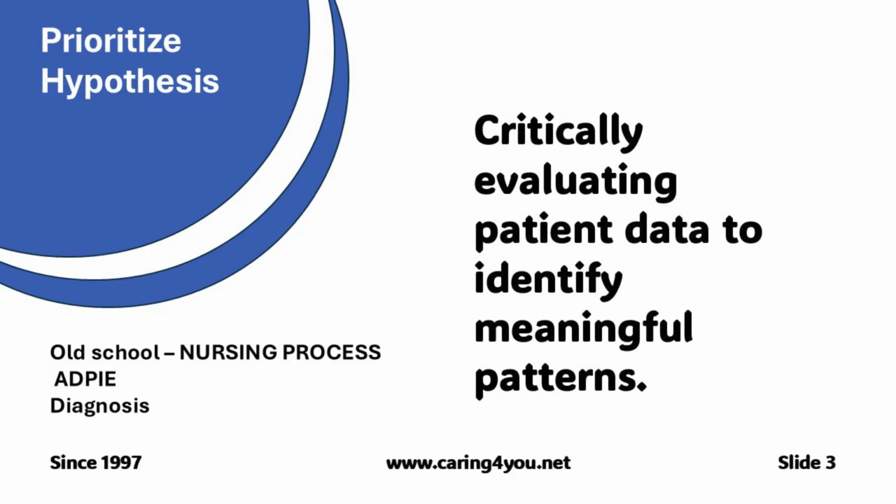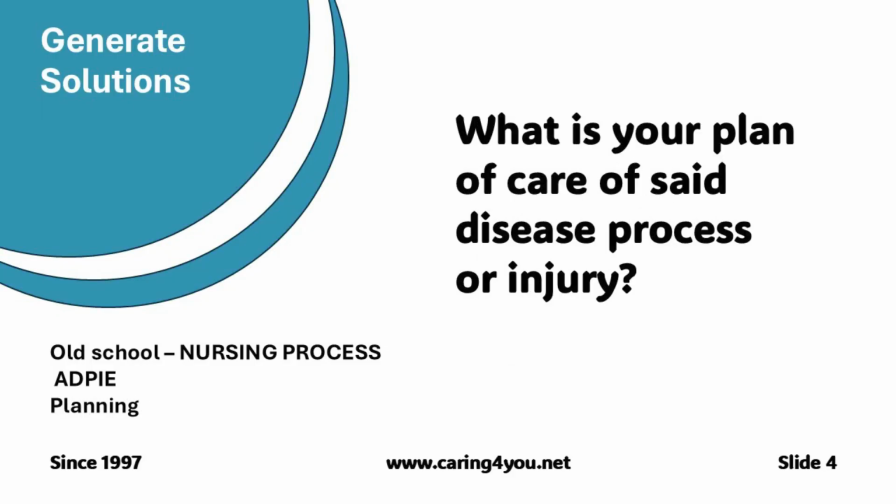This is a hypothesis. We prioritize the hypothesis because when we read a case study, we could have multiple issues going awry, right? We can come up with multiple diagnoses. It's our job as a nursing student to focus on the priority diagnosis, right? So this is step 3, prioritize hypothesis. Okay, step 4, generate solutions.